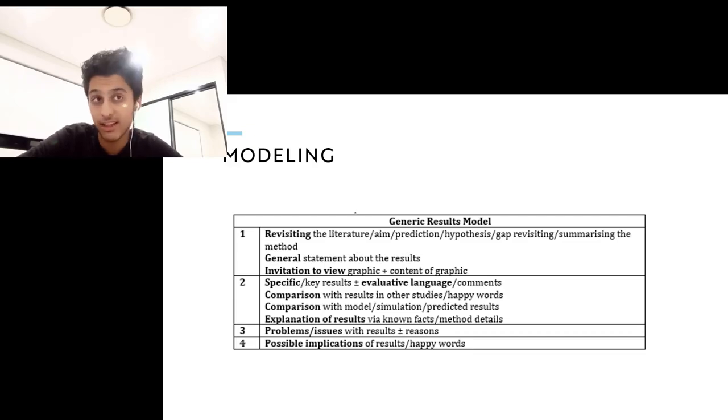Okay, and then in the third section, you want to look at problems and issues. And you don't just state the problems and issues, you give results and reasons. Fourthly and lastly, you want to give possible implications of results. So now the fourth point kind of leads into the discussion. So this is where you're creating that flow. Let's look at an example.